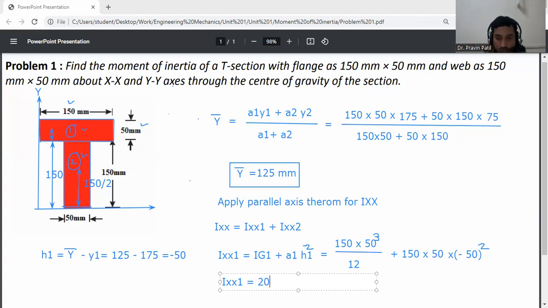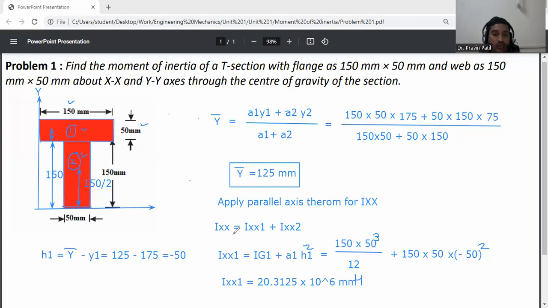So it will be 20.3125 into 10 raised to power 6 mm raised to 4. This one is Ix1. So I will note down the Ix1 value: Ix1 is equal to 20.3125 into 10 raised to 6.